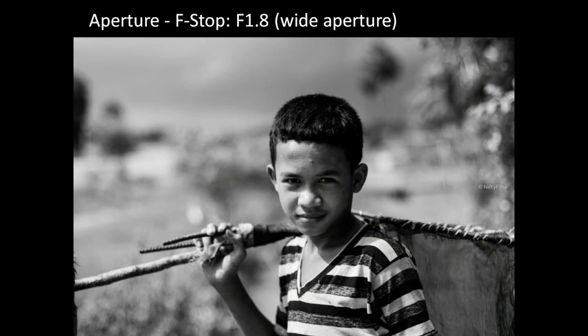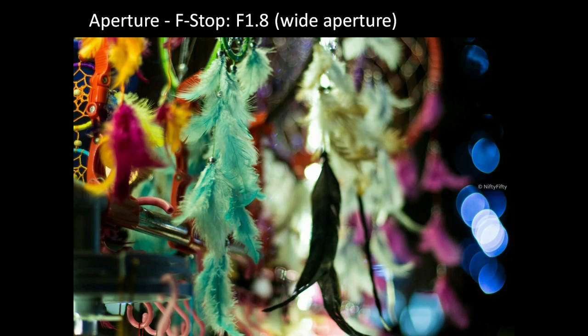This photograph was taken at f-stop 1.8, meaning wide opening of lens. But remember, with wide lens opening, you will get more blurry backgrounds. In this photograph, you will notice that the background is very blurry because of wide aperture. This blurriness is called as bokeh effect. Here is another example of wide aperture photograph.